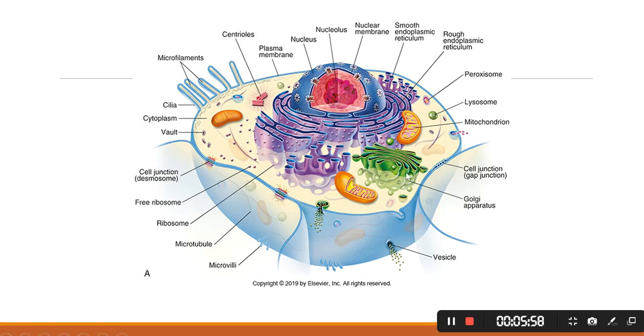This is the Golgi apparatus we know about, and this is the vesicle which is releasing all the waste, the toxic metabolites, outside. Okay.